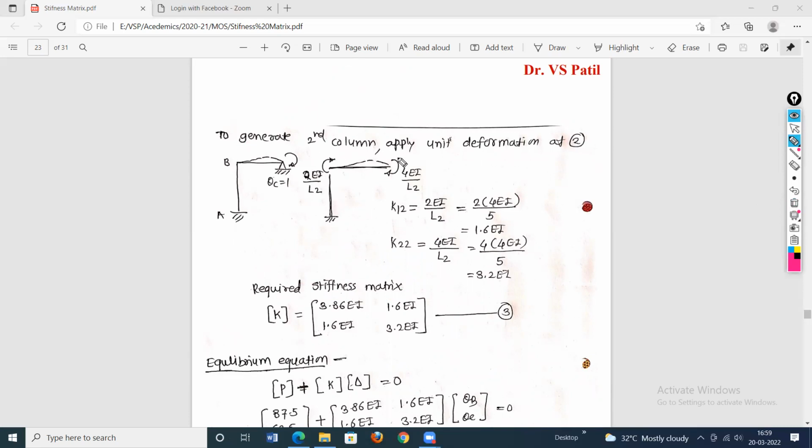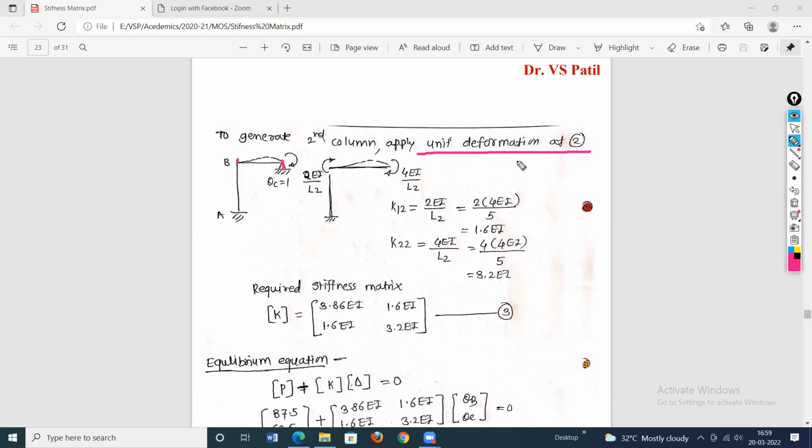To generate the second column of the stiffness matrix, apply unit deformation at coordinate 2. Coordinate 2 is point C. So apply here a clockwise moment because our coordinate 2 is clockwise. Before applying this moment, we have to provide the fixity. So when the moment is applied here, only the BC portion will deform in upward direction as shown in the figure. So apply the moment so that this slope will be equal to 1.